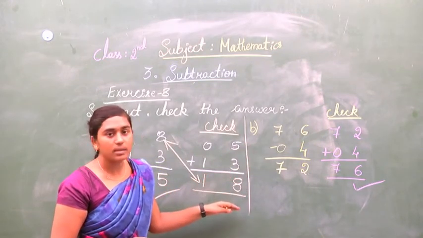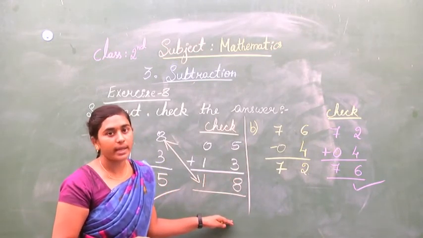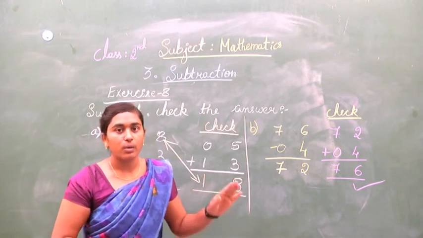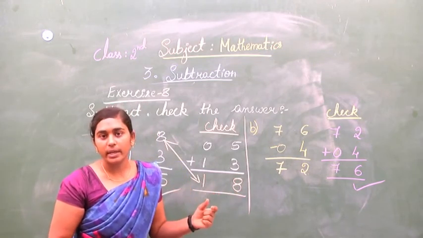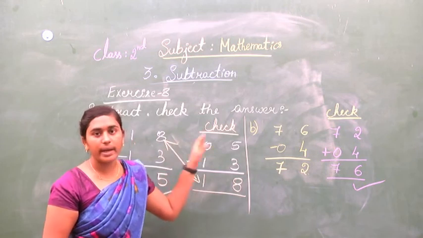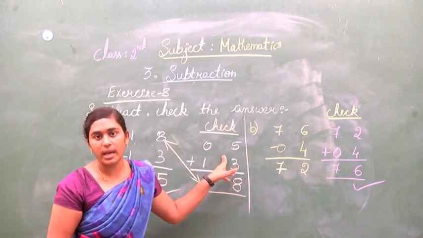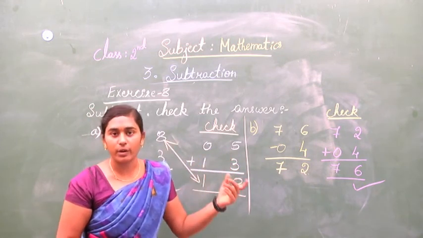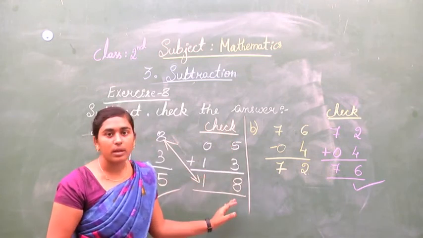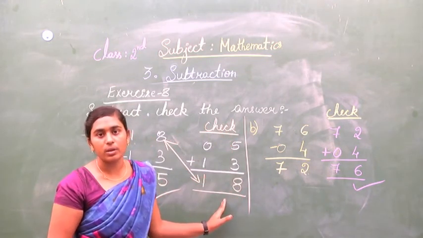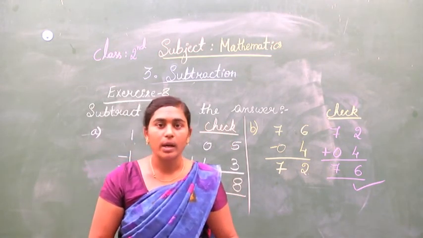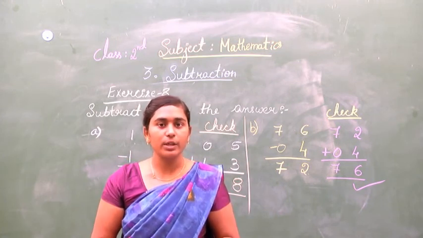So solve the next problems. I will give the next problems as homework. Why? Because it will be a recall of subtraction and addition. Addition was in the previous class. You may have forgotten that. By doing this, you can also recall the addition. So the remaining 4 questions are homework, and in the next class, let's start with the new chapter.